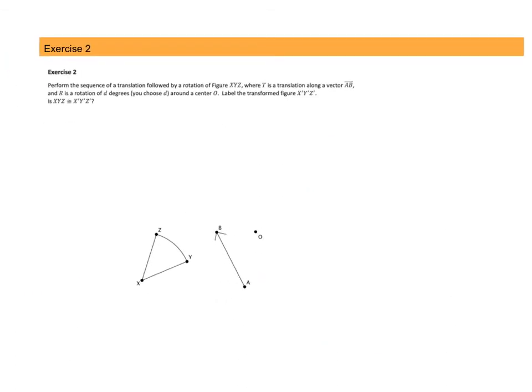All right, exercise 2. This is kind of having us work backwards. It says perform the sequence of a translation followed by a rotation of figure XYZ. So we're going to take this figure right here, we're going to slide it, and then we're going to rotate it. The translation is along vector AB, so translating it like that, okay? And then the rotation, it doesn't tell us how many degrees, it says D degrees, so we can rotate it as much as we want. We choose D around center O, so we're going to rotate it around here. And then we're going to label our new figure, and then we're going to answer the question, are they congruent?